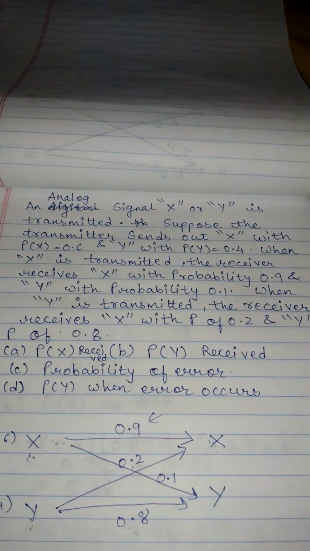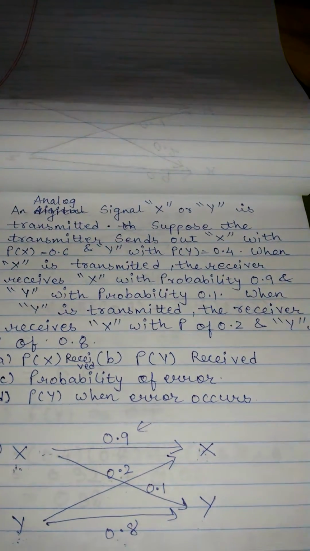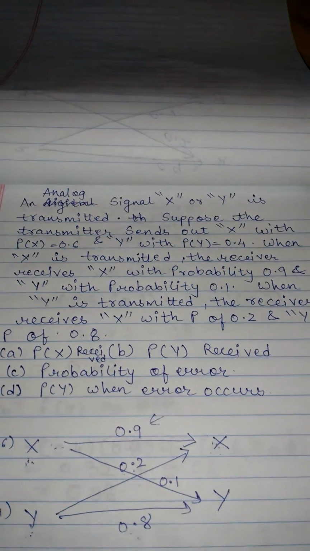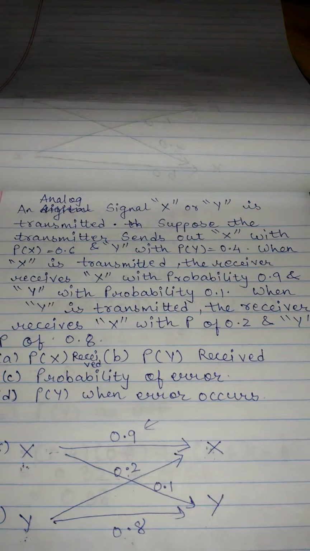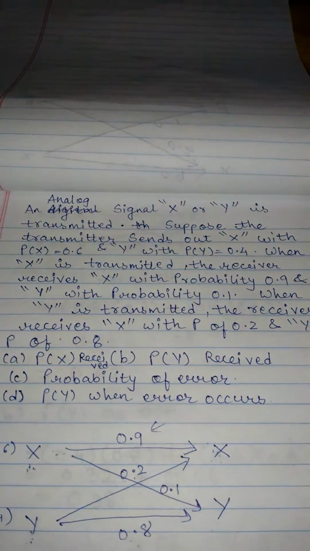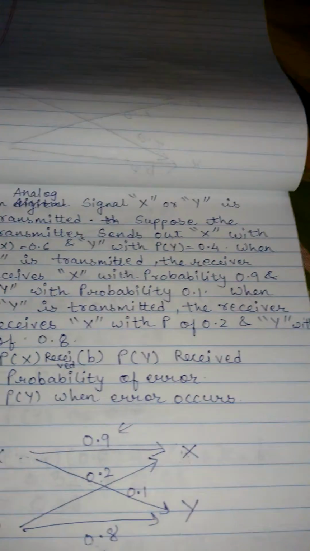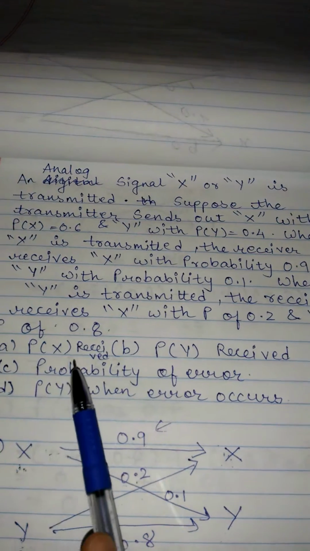Now when a signal is transmitted, there can be many errors. So when X is transmitted, the probability of getting an error and getting Y as output is 0.1, and when Y is transmitted, the probability of getting an error and getting an X as output is 0.2. Now these are the four sub-questions that we need to answer.